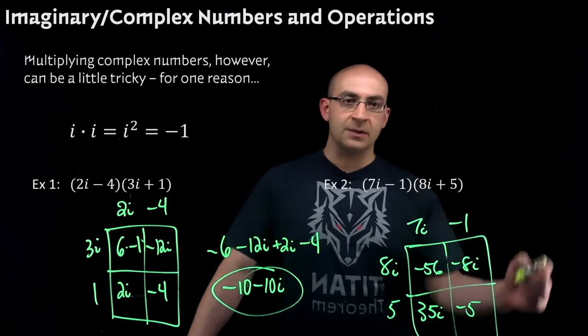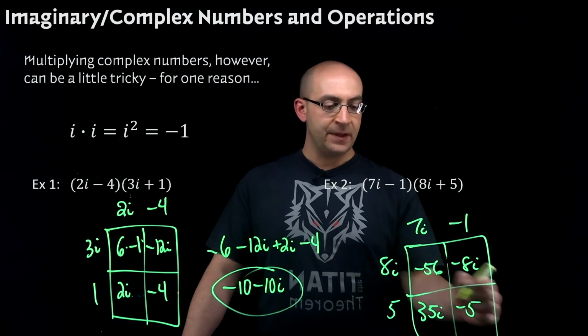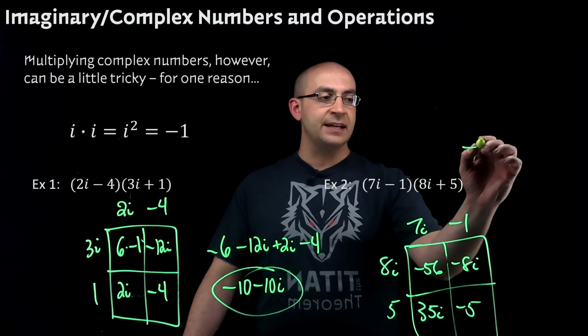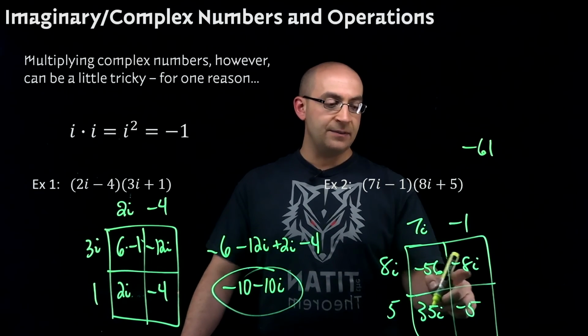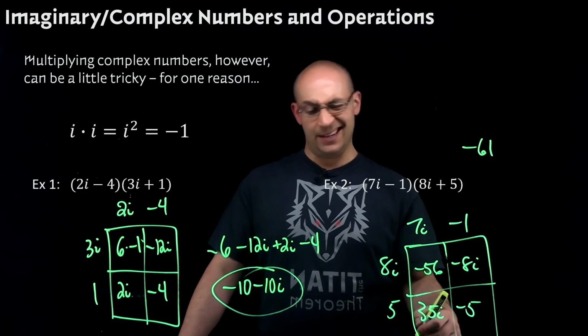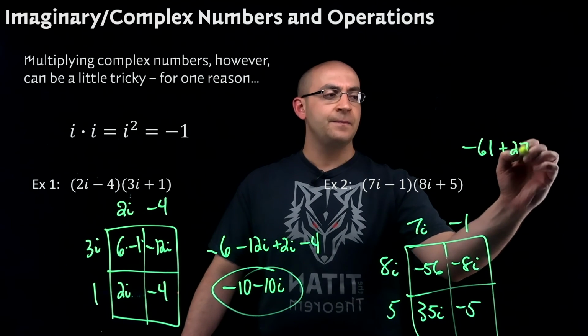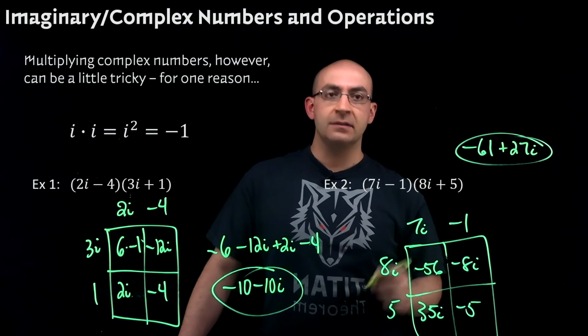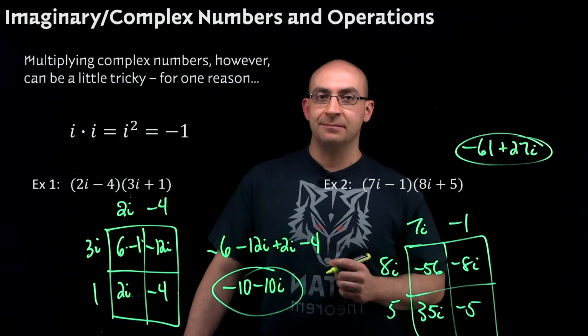Combining like terms all together, save a little bit of time. Negative 56 and negative 5 is negative 61. And negative 8i plus 35i is going to be 27i. Final answer, and it's in the form of a plus bi.